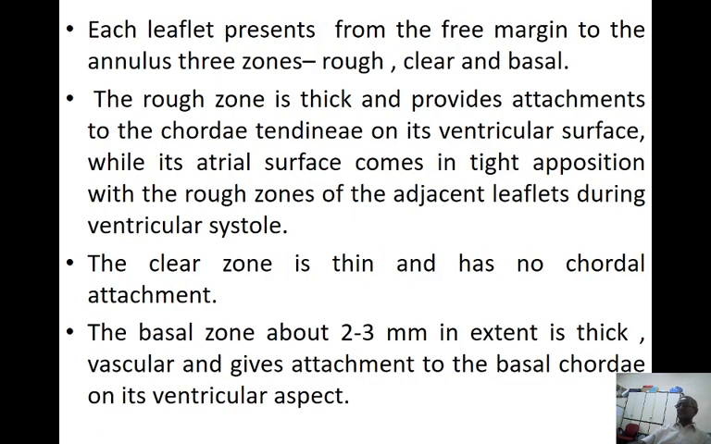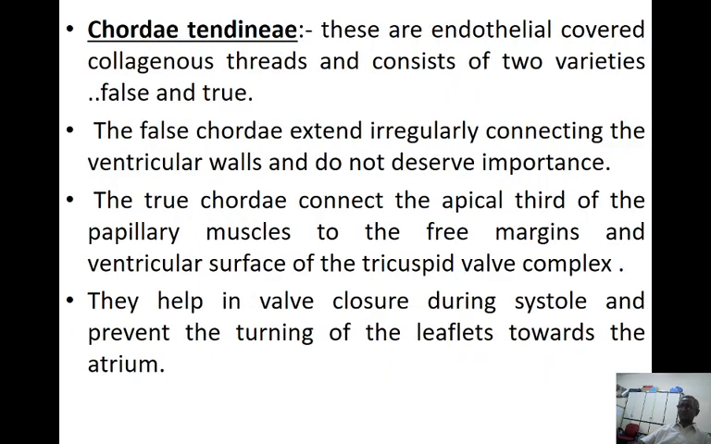Each leaflet presents, from the free margin to the annulus, three zones: a rough zone, clear zone, and basal zone. Basal zone towards the annulus, clear zone in between, and rough zone towards the periphery. The rough zone is thick and provides attachments to the chordae tendineae on its ventricular surface, while its atrial surface comes in tight opposition with the rough zones of the adjacent leaflets during ventricular systole. The clear zone is thin and has no chordal attachment. The basal zone is about 2 to 3 mm in extent and is thick, vascular, and gives attachment to the basal chordae on its ventricular aspect.